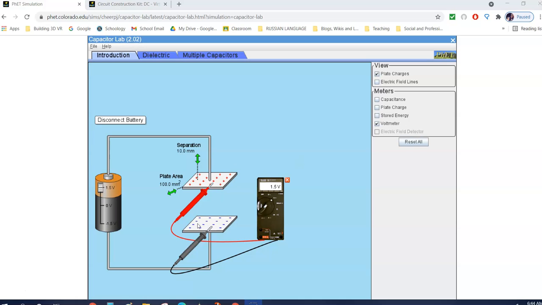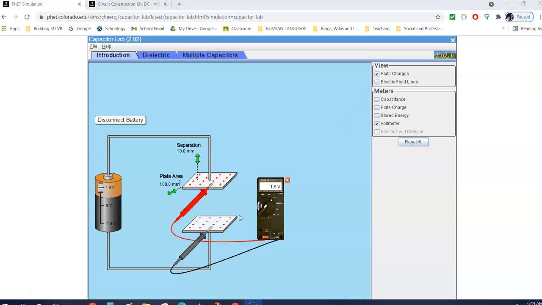And what you'll notice is that the charges spread out evenly over the plates. And the other thing is that because of the gap, acting like an insulator, the electrons won't jump across. So you've now got what we call a potential difference. So we've got a high potential and a low potential.